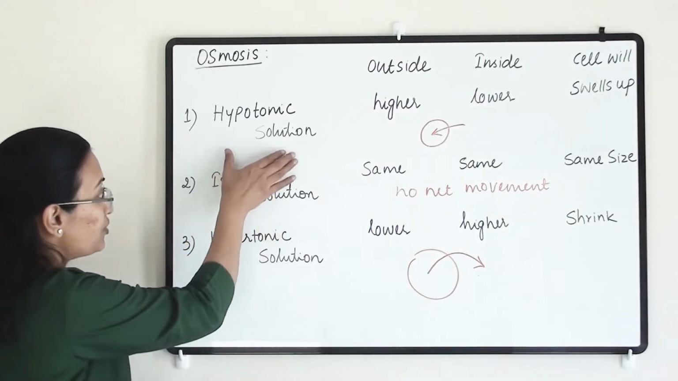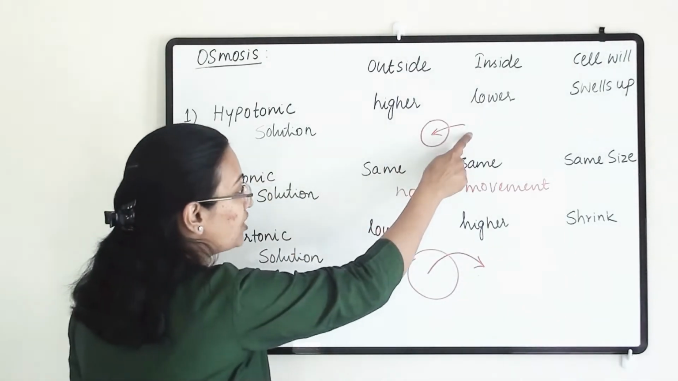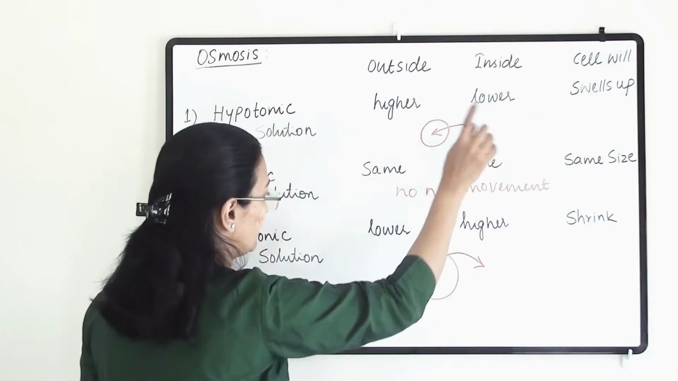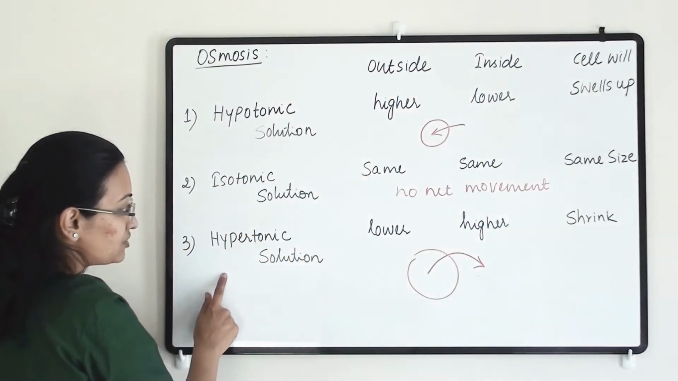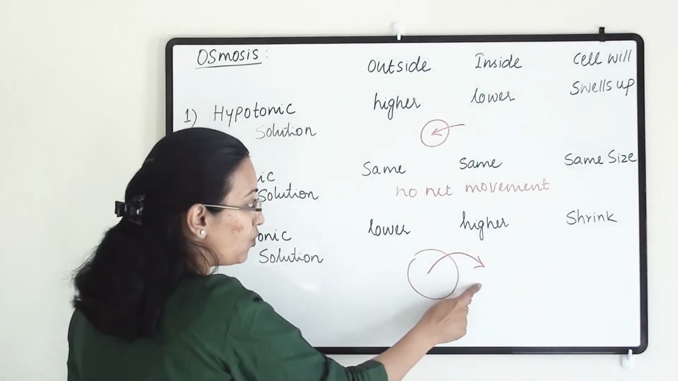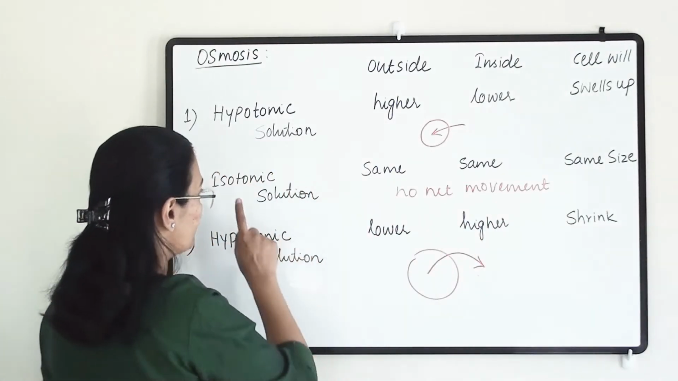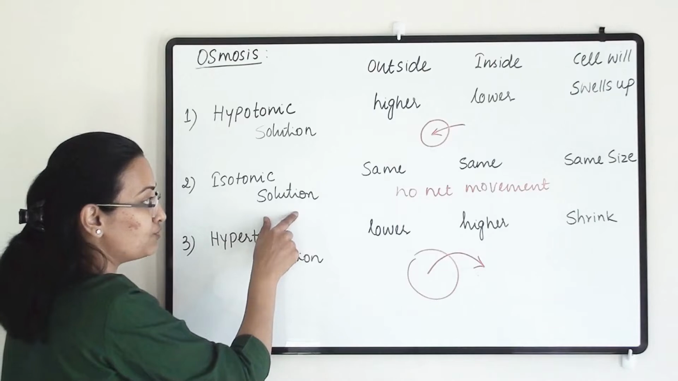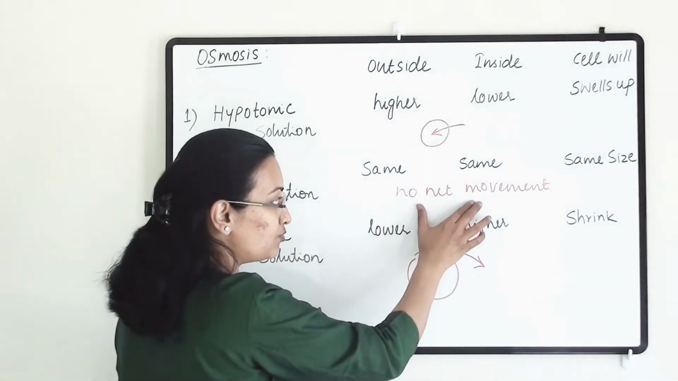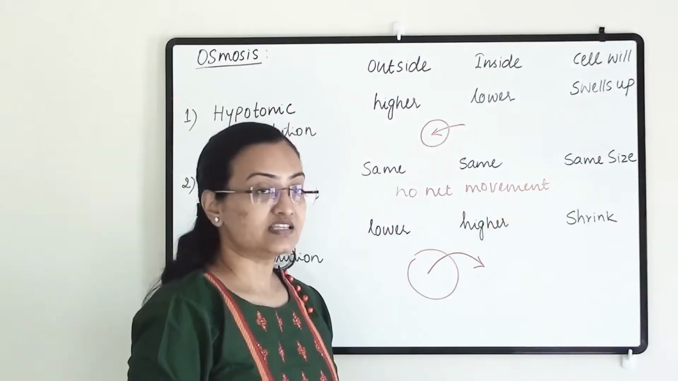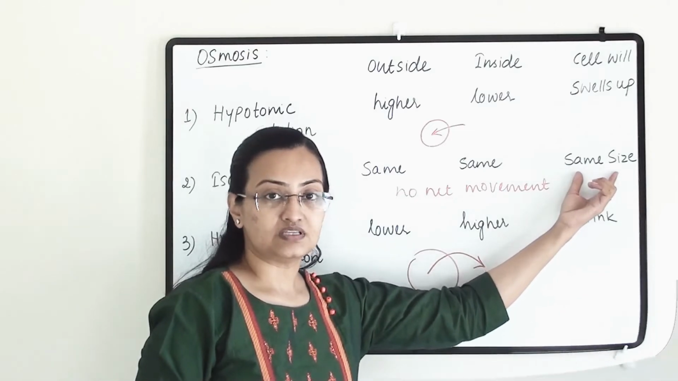So when a hypotonic solution is there, water will come in, and the cell will swell up. When a hypertonic solution is there, water will go out and the cell will shrink, its size will become smaller. But when an isotonic solution is there, there will be no net movement of water and the cell will be of the same size.